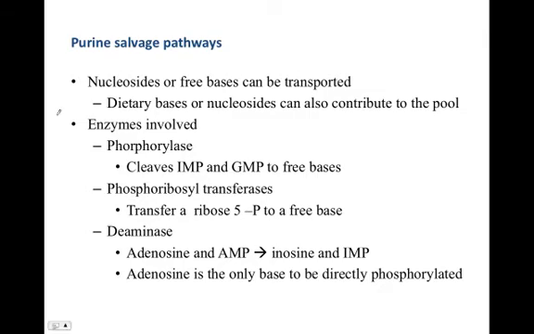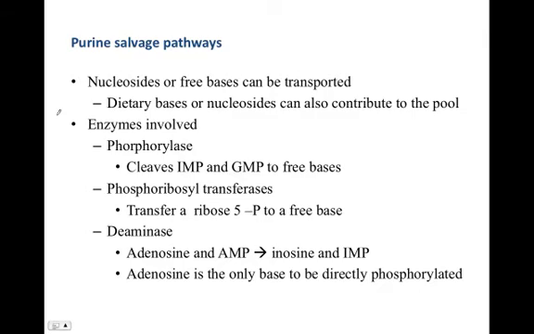Purine bases are large bicyclic molecules, and they cannot be fully broken down within the human body. Consequently, to conserve energy, there are salvage pathways that allow for the recycling of purines. Additionally, dietary intake of bases can also contribute to the purine pool. There are 3 classes of enzymes involved that are integral to the salvage of these bases.